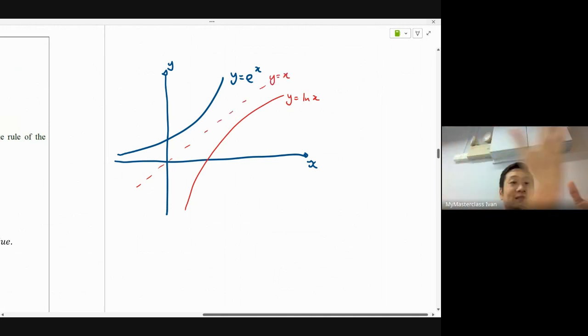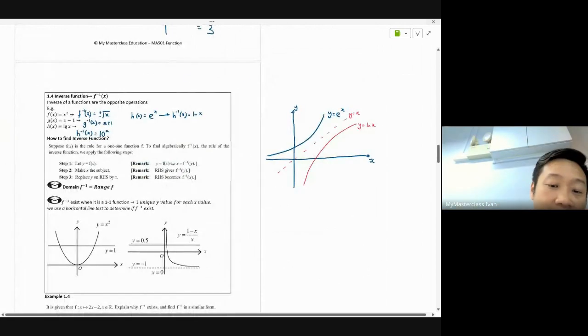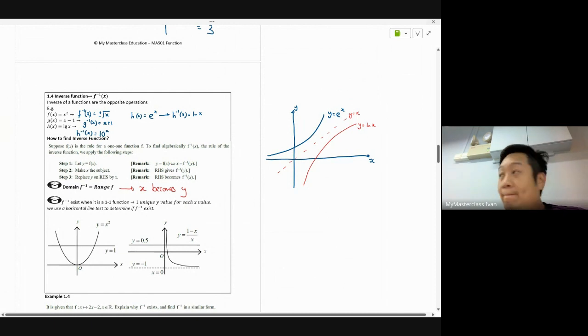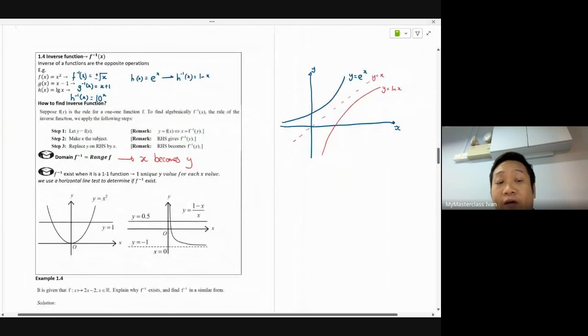So if you've been with my class last time, I told you all that, and then you see on your right palm, this is e power x, this is ln x. The middle guy is the reflection line. What does inverse do? Right now, the x becomes the y, and vice versa. That is the meaning of inverse. So that's why when we want to find the inverse, we let y equal f(x) first, we make x the subject, then we can say that f inverse x is equal to that, because we make the y change to become x.